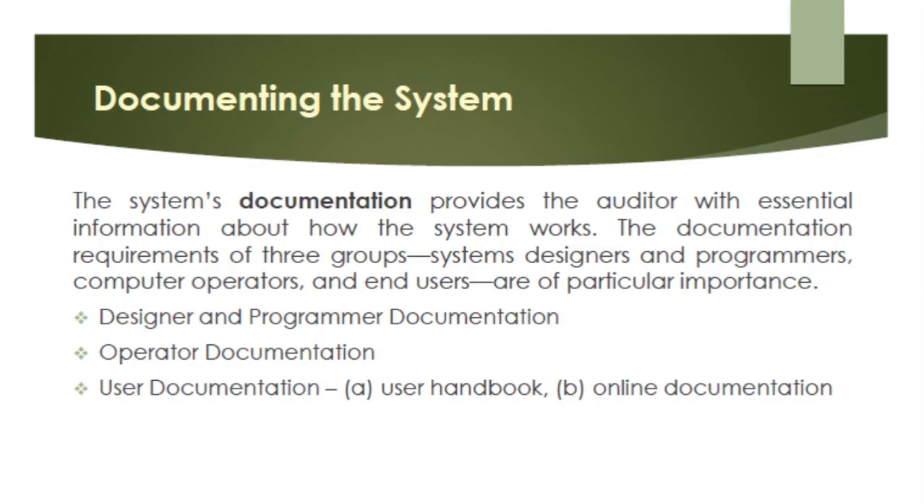Another documentation needed is the operator documentation, wherein computer operators use documentation called a run manual, which describes how to run the system. The typical contents of a run manual include the name of the system, the run schedule, the required hardware devices, file requirements, list of users, and so on and so forth. The last type of documentation is your user documentation, wherein users need documentation describing how to use the system.